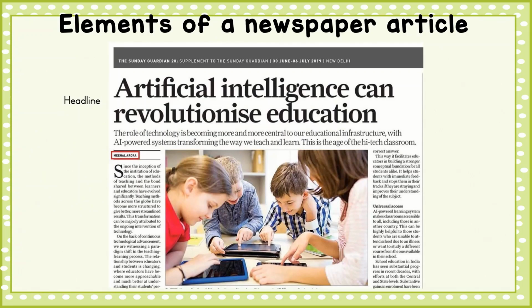Okay, let's have a look at the elements of a newspaper article. Over here, I have this article, a part of it, called Artificial Intelligence Can Revolutionize Education. When we're reading an article, it's important for you to look at certain things. For example, for this one, we're looking at where it's published, what company published it.